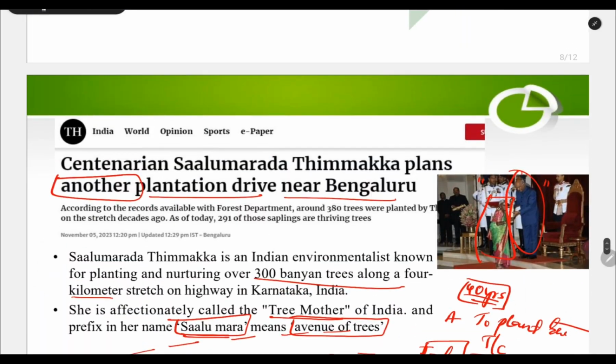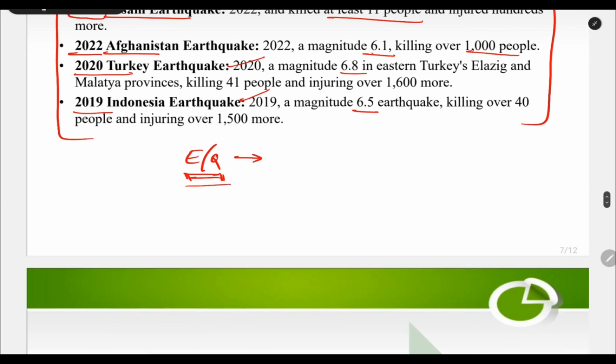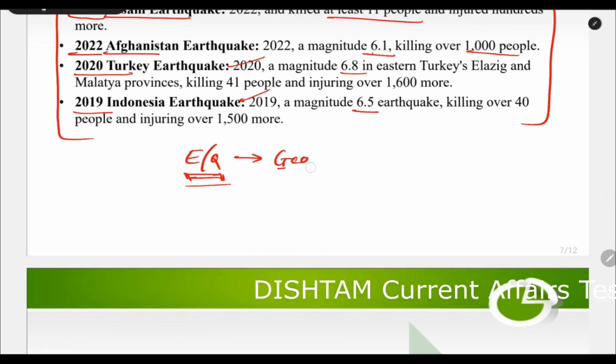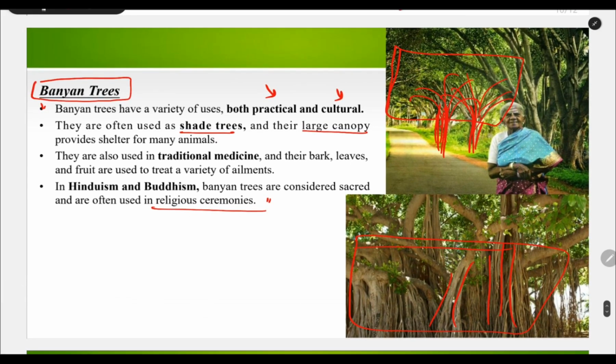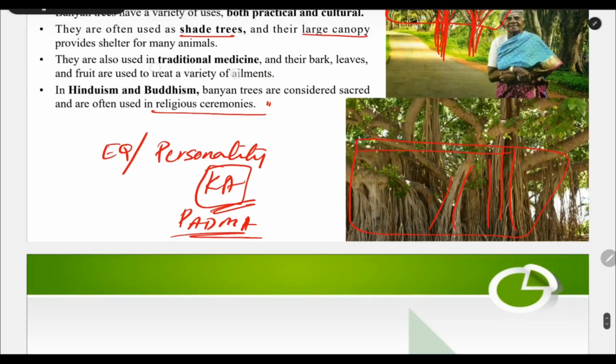Since Thimmakka has done selfless work for society, this topic is covered in society, GS1. And as you know, the earthquake is a geographical topic that comes in GS1 as well. So be aware of the questions that they might ask on the topic of earthquakes and the personalities from Karnataka who have achieved the Padma Award. Okay, so that is it about the video.